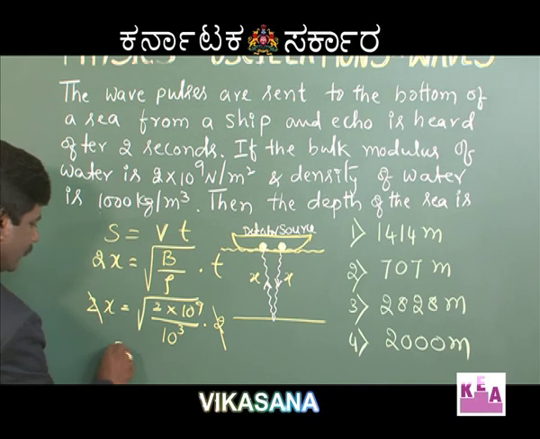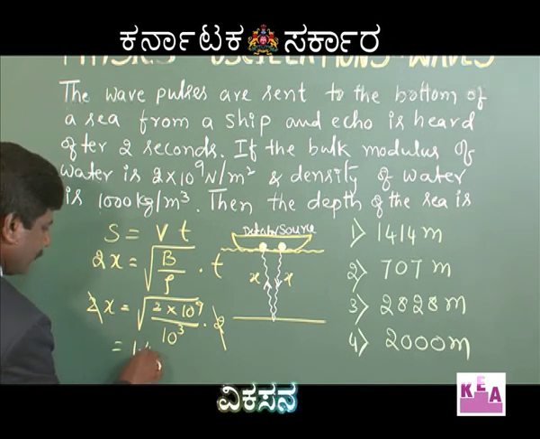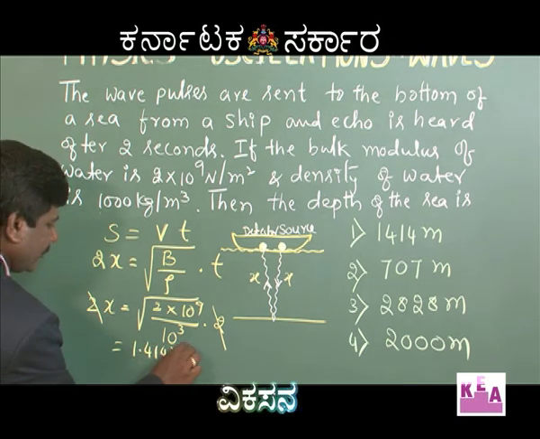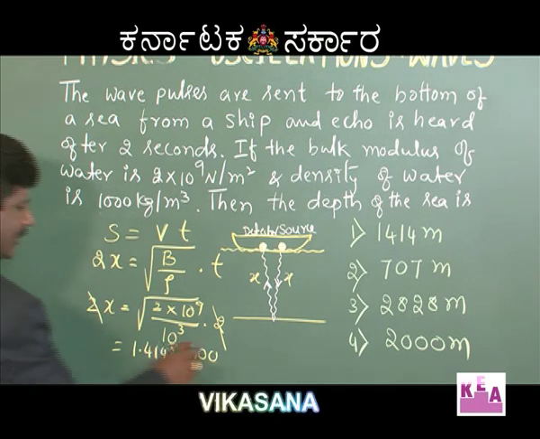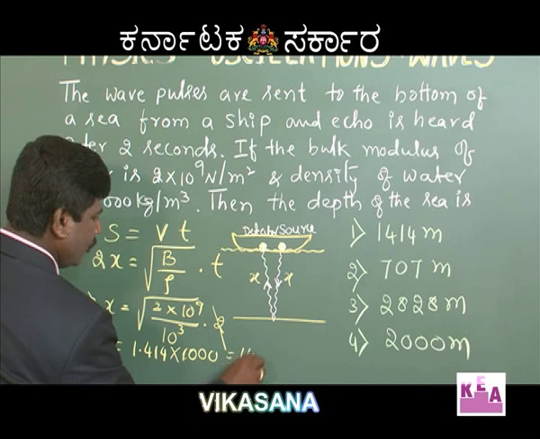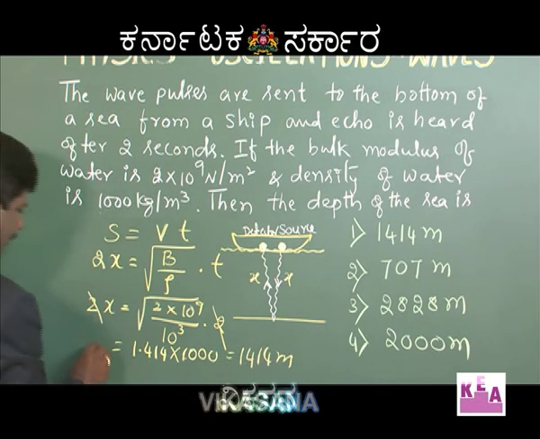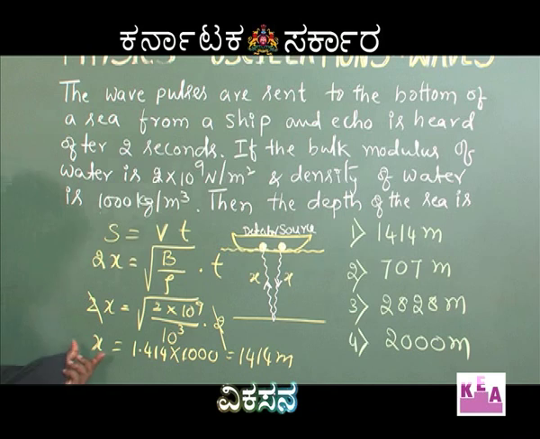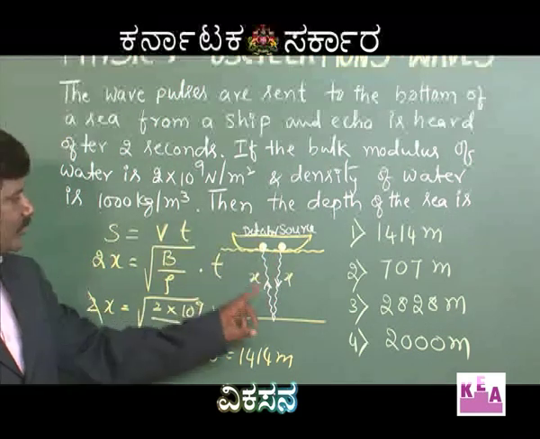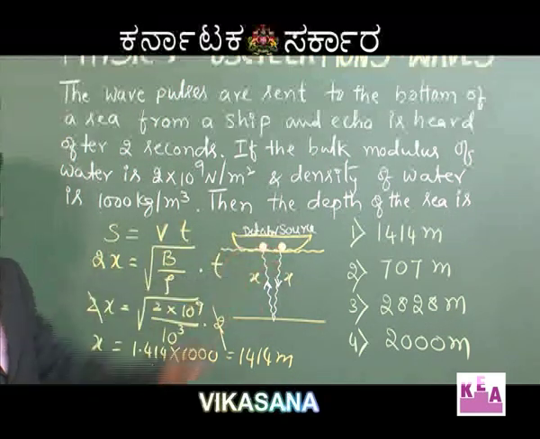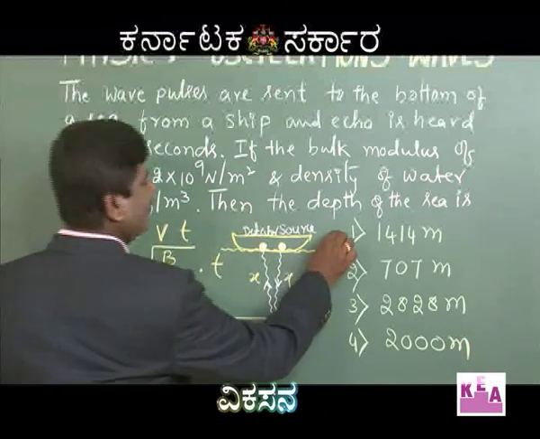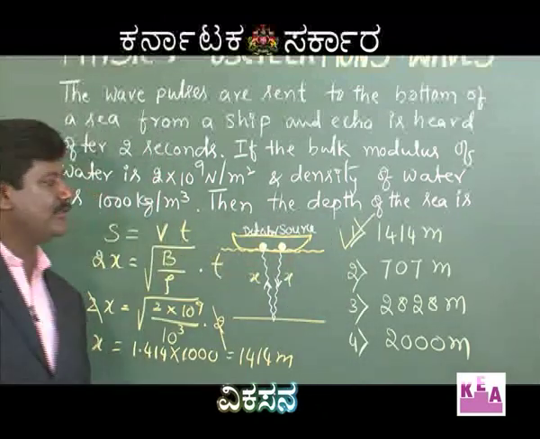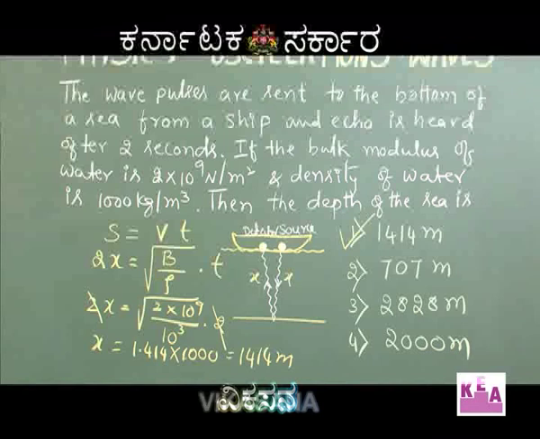What is root 2? So, 1.414 multiplied by 1000. What is 1.414 multiplied by 1000? That is equal to 1414 meter. So, that is the value of x. Here what is x? It is equal to depth of the sea. So, for this problem the answer is 1414 meter. The right option is option 1, that is 1414 meter.